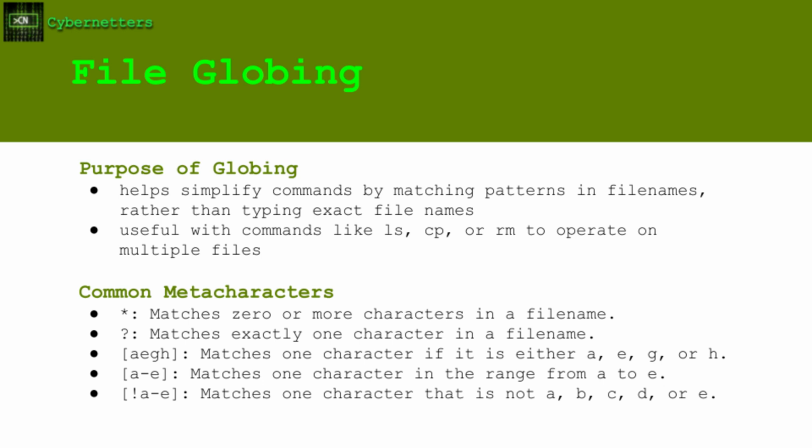[AEGH] matches one character from a given set: A, E, G, or H. [A-E] matches one character in a range, A through E, and [!A-E] matches any character not in the range A through E. I bet you've probably seen this before, but please be careful. These look similar to regular expressions, but globbing works differently, so don't mix them up. Globbing is especially useful with commands like ls, cp, or rm when working with multiple files at once.